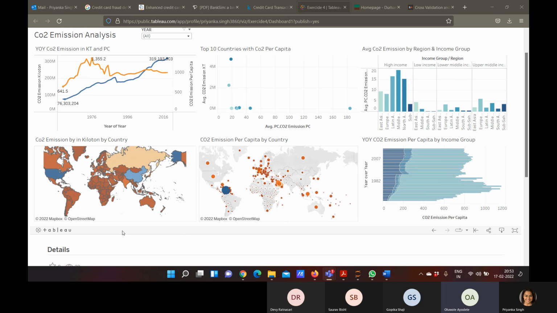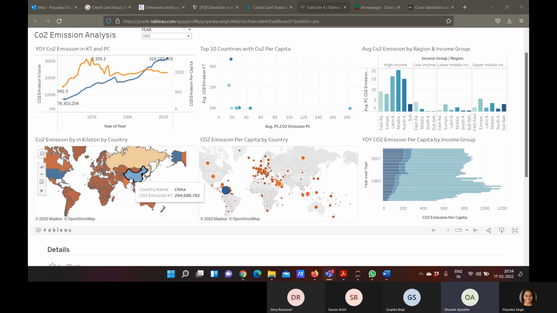Okay, thank you very much. The next visualization we'll be talking about is the map. As you can see from the map visualization, we compared the CO2 emission in kilotons by country. This dark blue shows the United States and the amount of emission by number. The next one shows China and the amount of CO2 emission in KT.